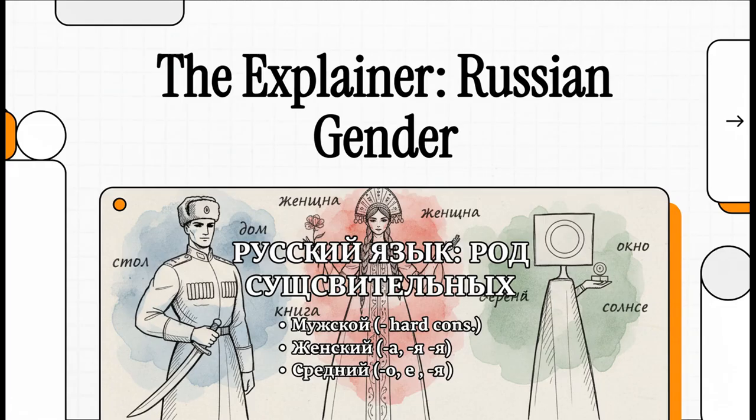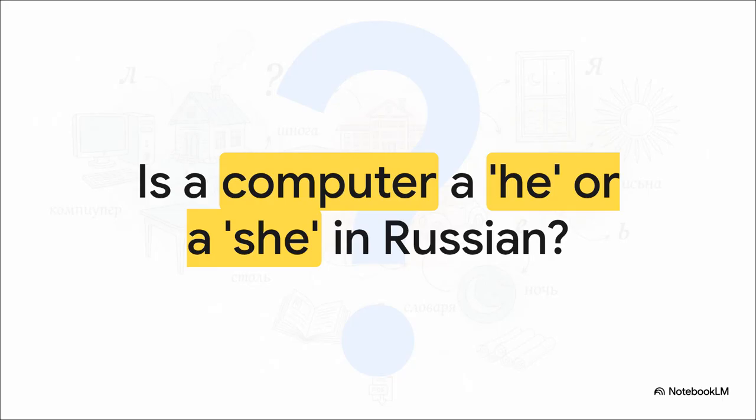If you're just starting out with the beautiful Russian language, you've probably asked yourself, why is a table a he or a book a she? Well, today, we're going to crack that code. We're going to master one of the most important first steps, noun gender. So let me ask you this. In Russian, is a computer a he or a she? Now, I know it sounds a little weird to give a gender to an object, right? But stick with me, because by the end of this, you're not only going to know the answer, you'll totally get the simple pattern behind it.